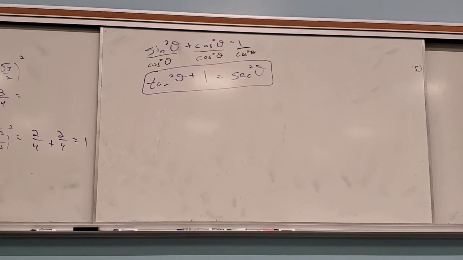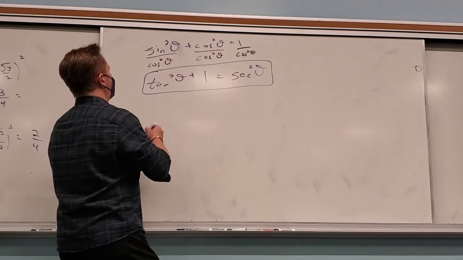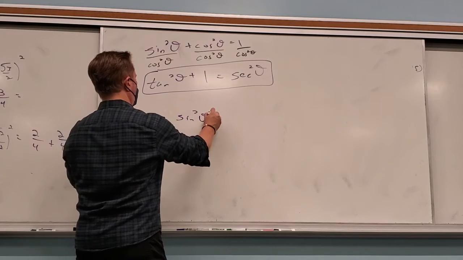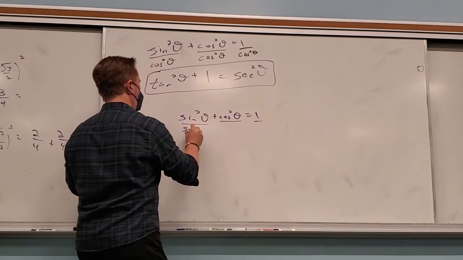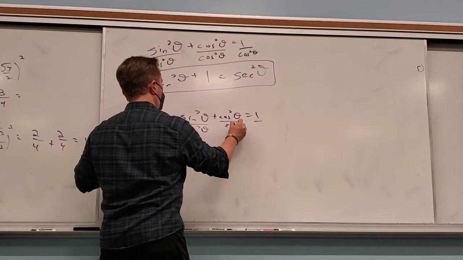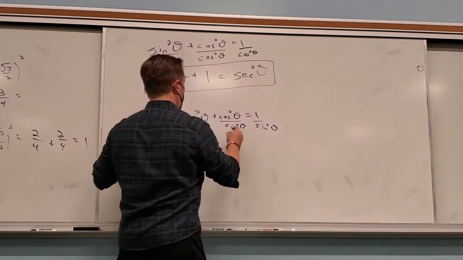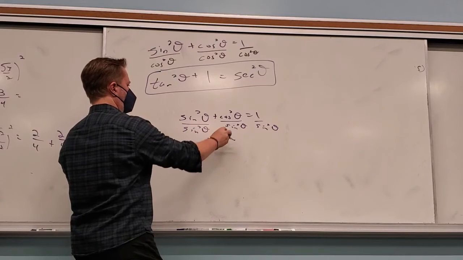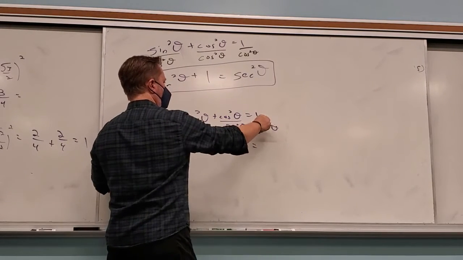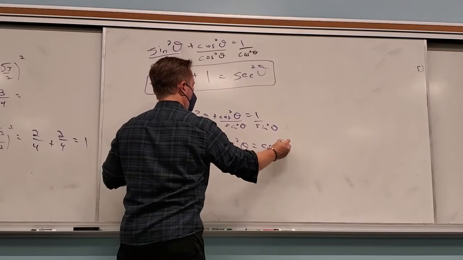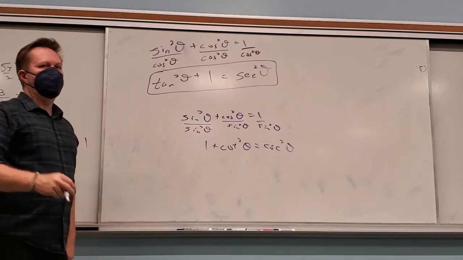All right, what do you guys see? Sorry, I was trying to find this animation here. So if I start with sine squared plus cosine squared, divide by sine squared, I get 1 plus cotangent squared equals cosecant squared.